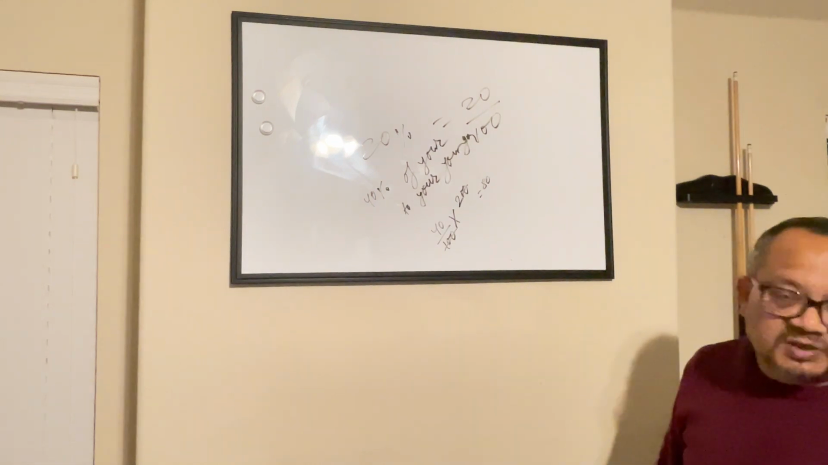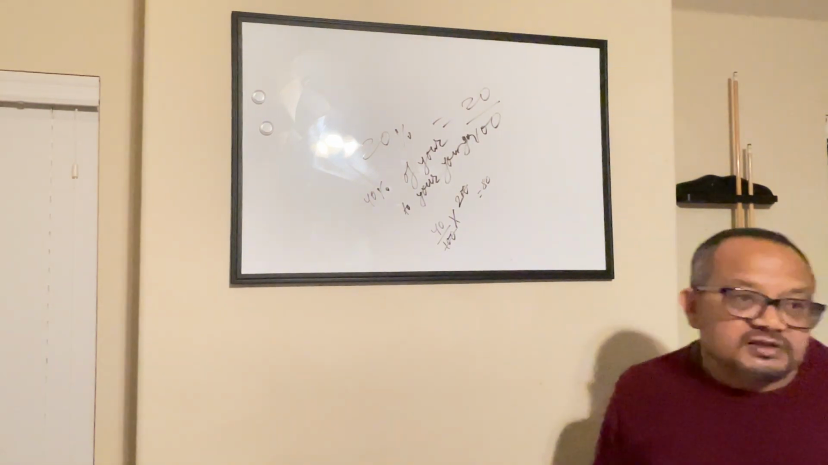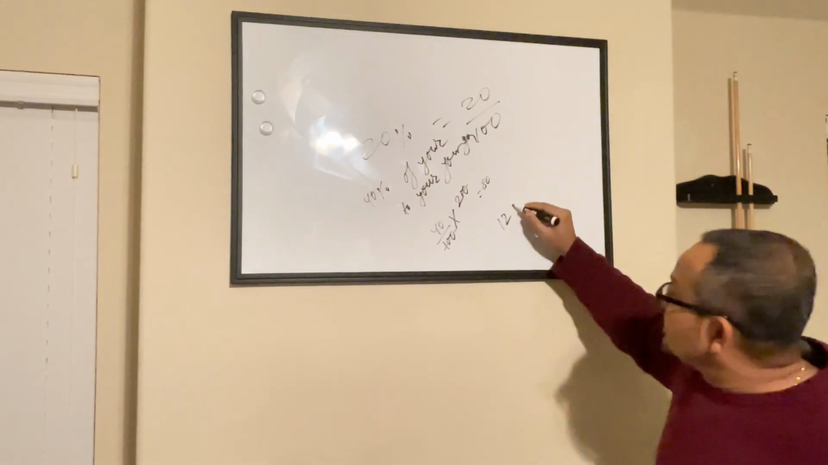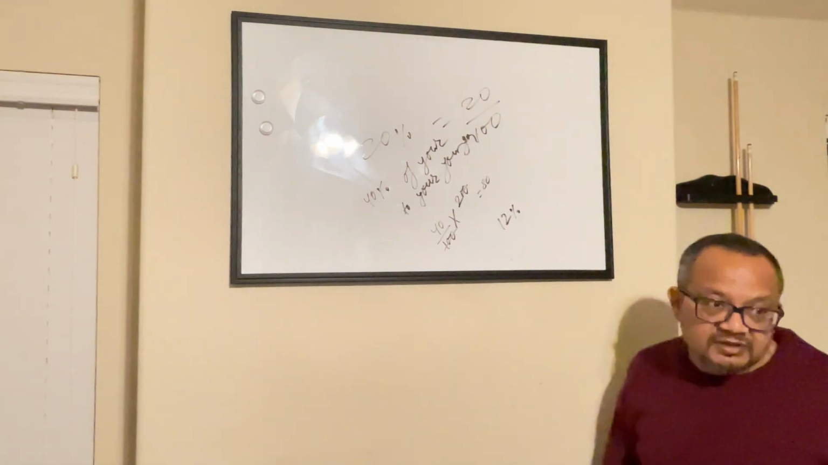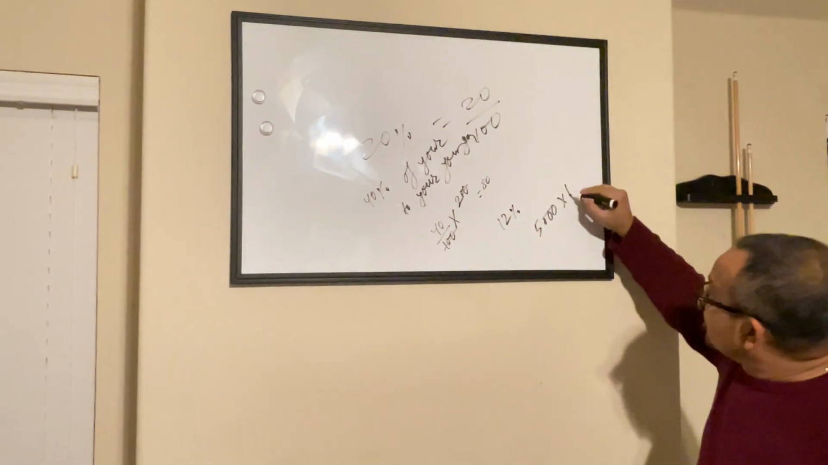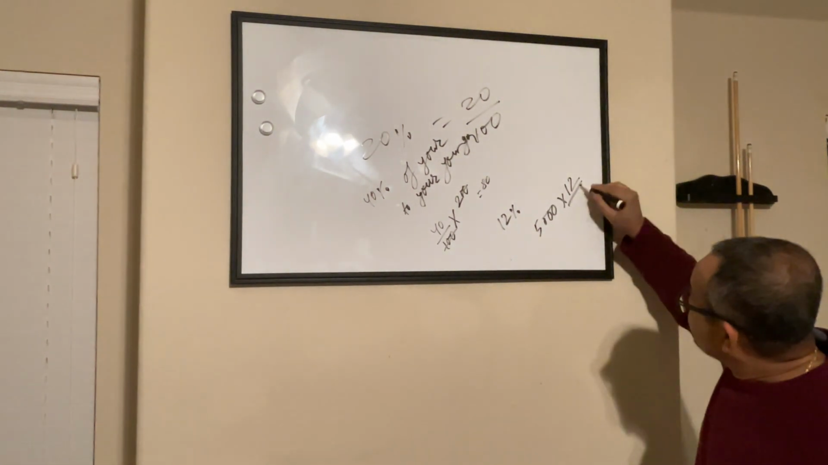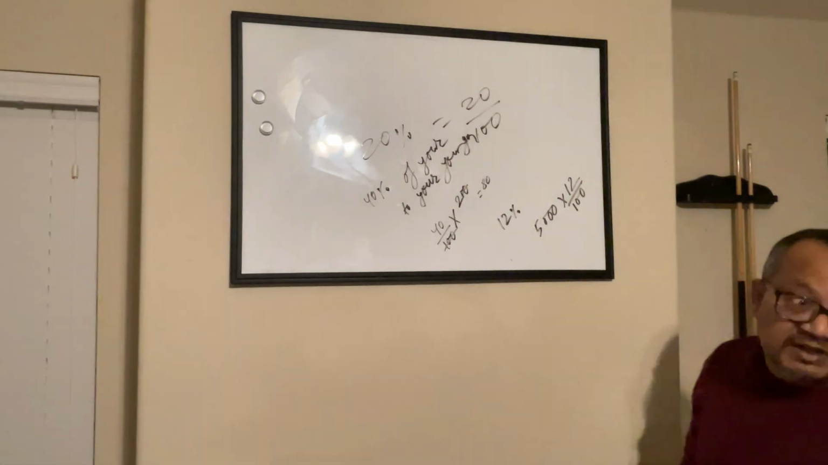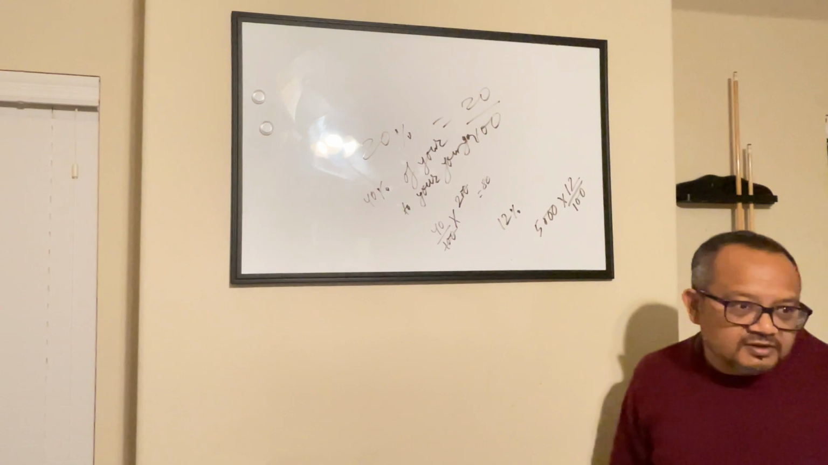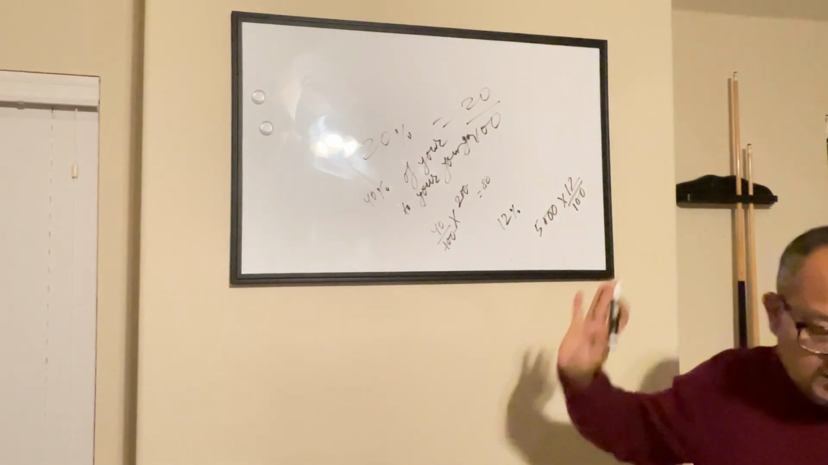Or let's say somebody says I have to give 12% of my salary as taxes. If my salary is 5,000, I'll have to give 12%. This is per cent, and cent stands for 100. This is how you do it. Clear, right? This one should be very simple.